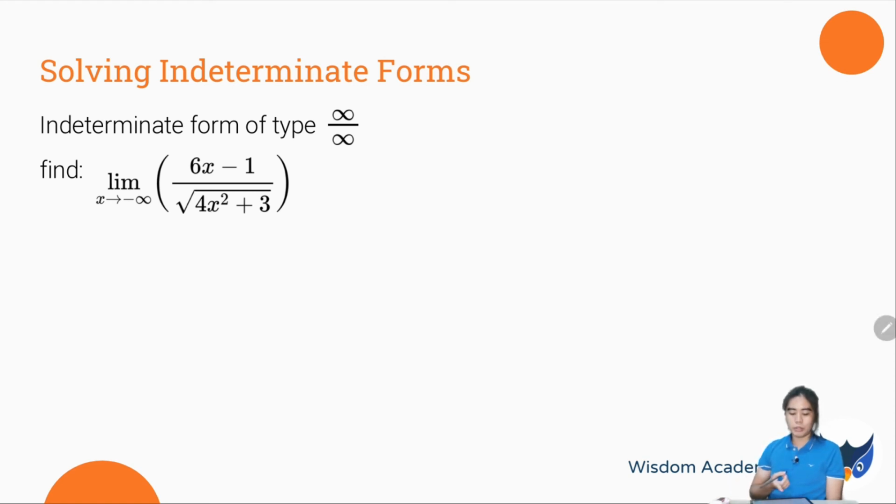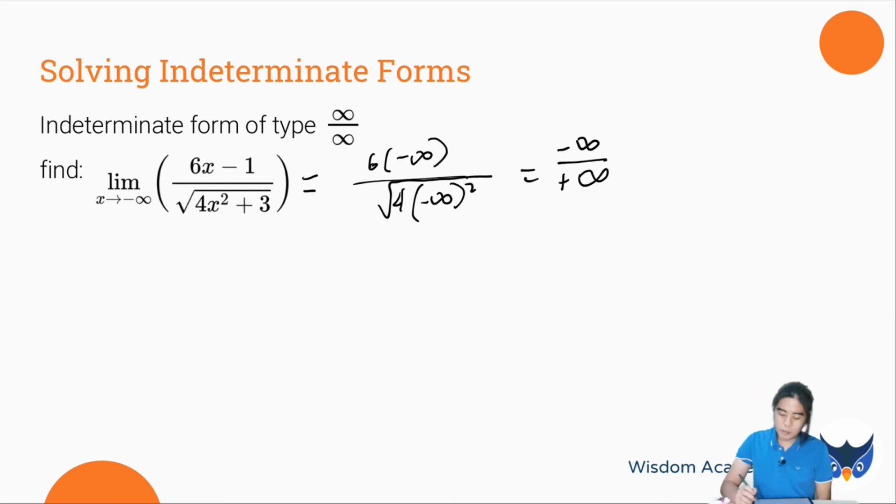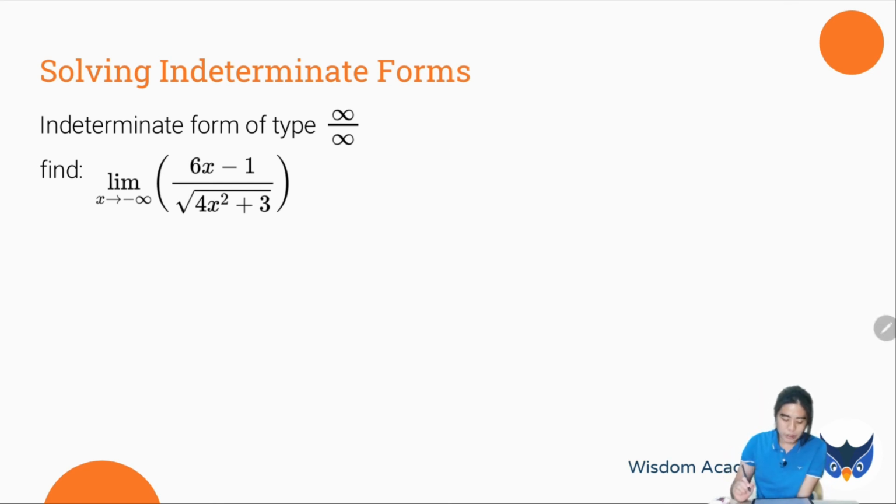So, kapag naman ganito, uli natin gagawin is direct substitution. So, ang papansinin lang natin is the leading terms. So, ang makukuha tayo dito na 6 times negative infinity will just be equal to negative infinity, and 4 times negative infinity squared square root. So, we can get negative infinity over positive infinity, which is still indeterminate form of type infinity over infinity.